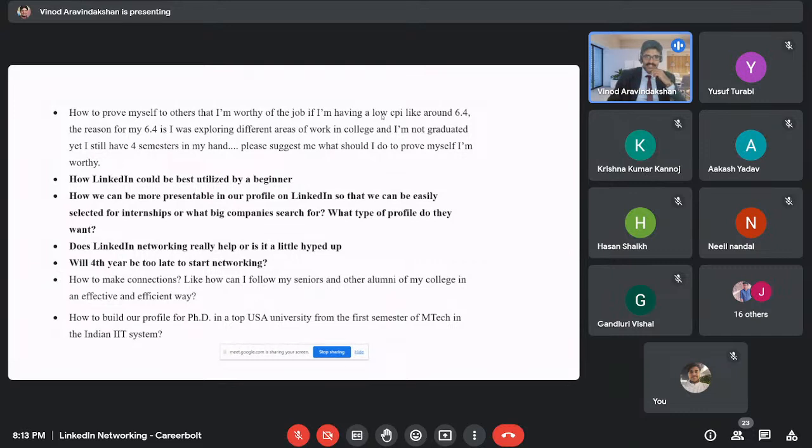How can LinkedIn be best utilized by a beginner? We talked about this, right? I'm not going to go there. How can we be more presentable on a LinkedIn profile? I talked about this already in the beginning.